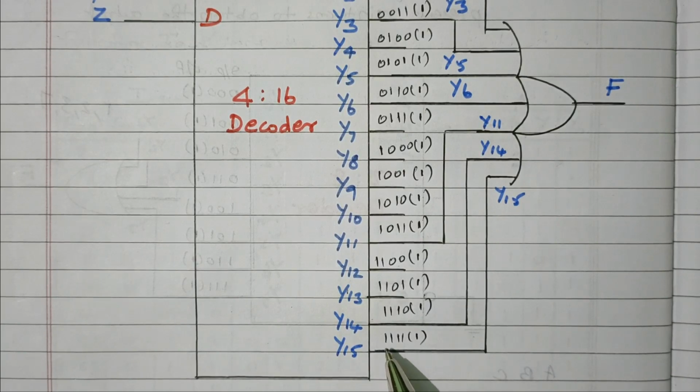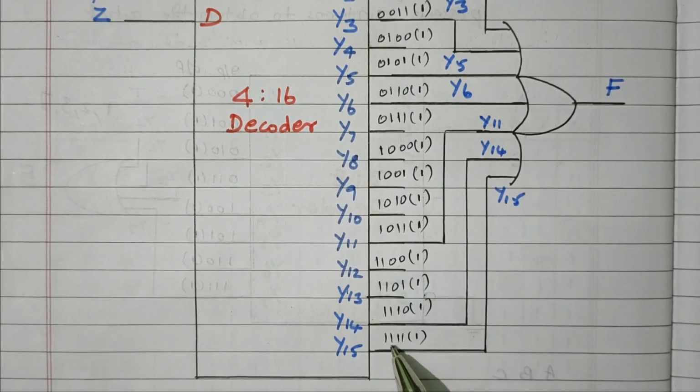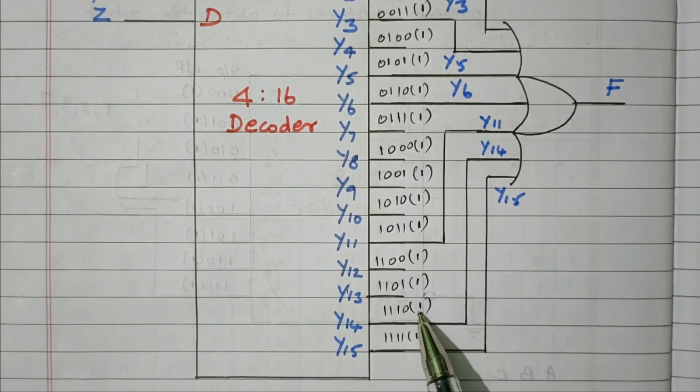For example, when w, x, y, z are all 1, y15 will be 1 and all other terms will be 0. That is the basic function of the decoder. Only this output is 1, and other outputs are 0. Similarly for y14, when w, x, y, z is 1, 1, 1, 0, this pin will have 1 as the output, and all other terms are 0. So this corresponds to the minterm.